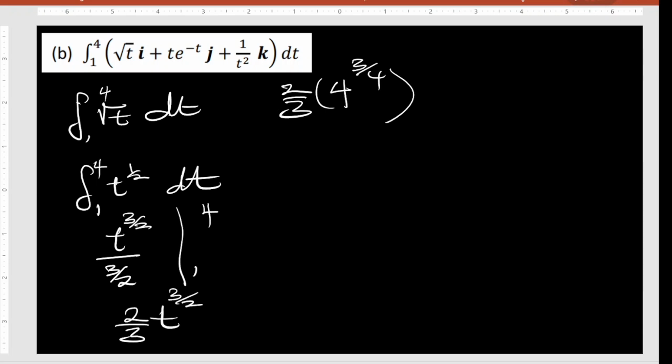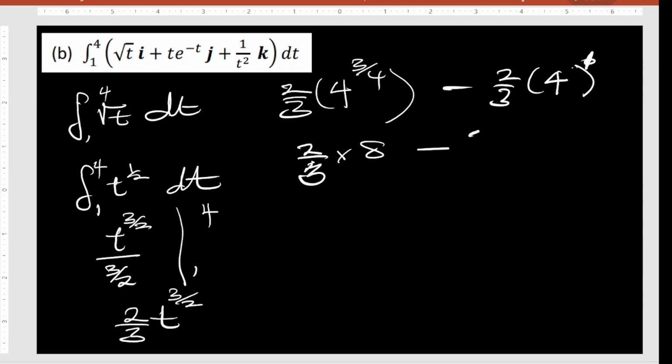And then 4 raised to the power 3 over 2 is 8. We have 2 over 3, minus when we throw in the lower limit. So 2 on 3, 4 raised to the power 0. So the lower limit is 1, sorry. So this is 8. So we have 2 over 3 multiplying 8.